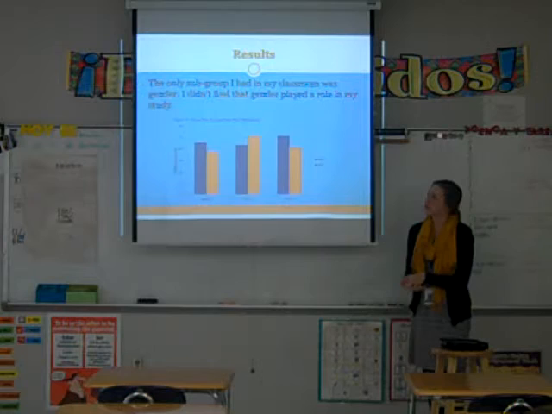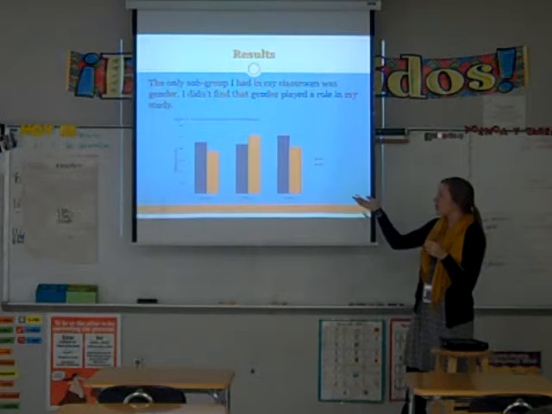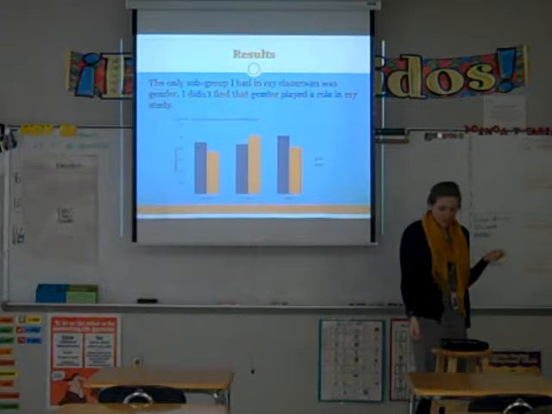For the results for subgroups, the only subgroup that I had in my class was gender. I didn't have any English language learners or any other kind of subgroups to choose from. So I chose gender, and I didn't really feel like that played any kind of a role. The boys had a higher difference on the first and third, the girls on the second. So I don't really think that that had much of a role in my data.